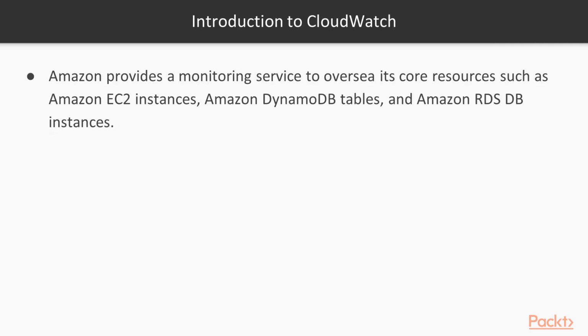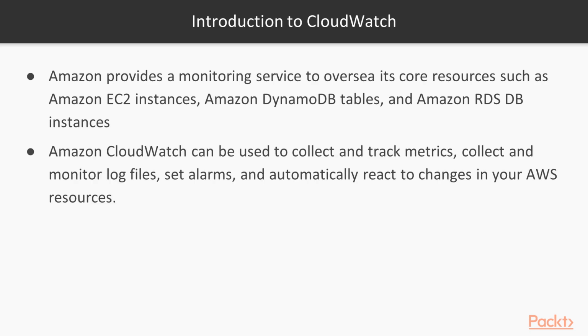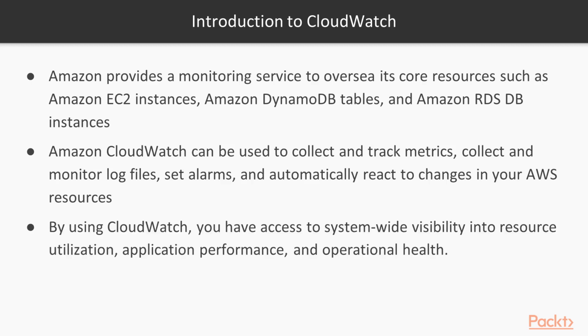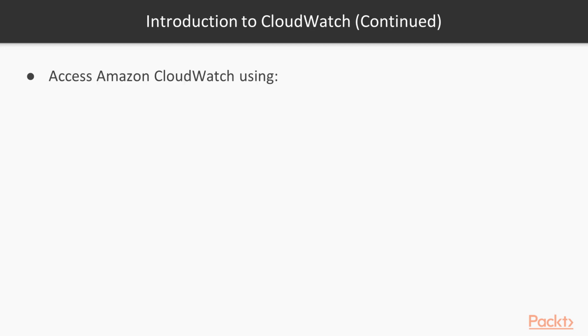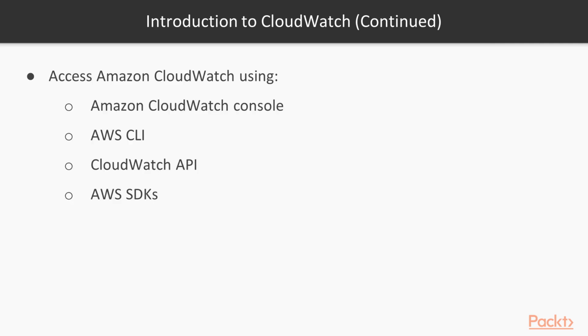So, what is CloudWatch? Amazon provides a monitoring service to oversee its core resources, such as EC2 instances, DynamoDB tables, RDS DB instances, etc. CloudWatch can be used to collect and track metrics, collect and monitor log files, set alarms, and automatically react to changes in your AWS resources. By using CloudWatch, you will have access to system-wide visibility into resource utilization, application performance, and operational health. You can access Amazon CloudWatch using the CloudWatch console, CLI, APIs, and SDKs.